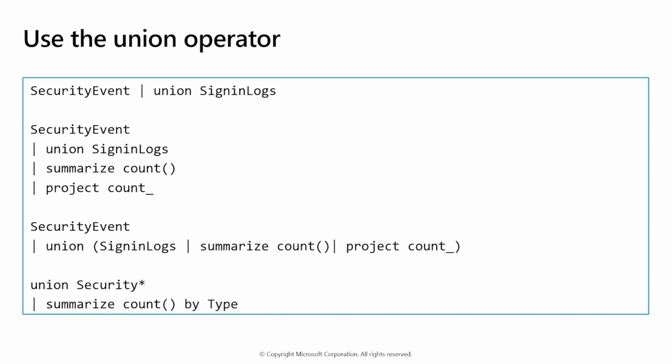Understanding how results are passed and impacted with the piped character is essential. Based on the time window set in the query window, query 1 will return all rows of security event and all rows of sign-in logs. Query 2 will return 1 row and column, which is the count of all rows of security event and all rows of sign-in logs. Query 3 will return all rows of security event and 1 row for sign-in logs. Run each query separately to see the results.